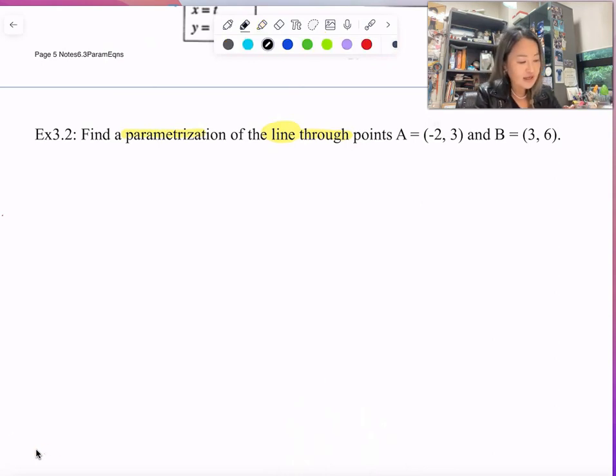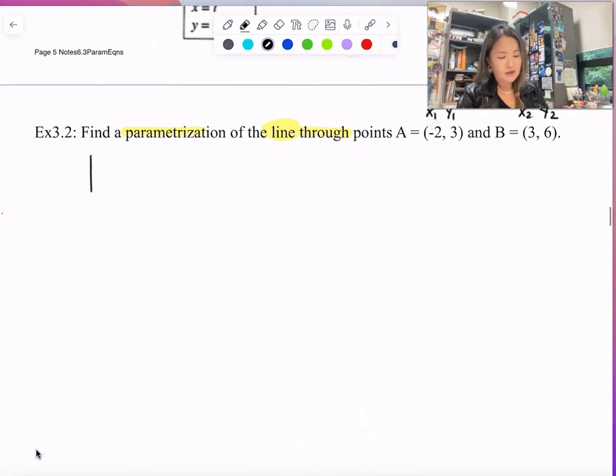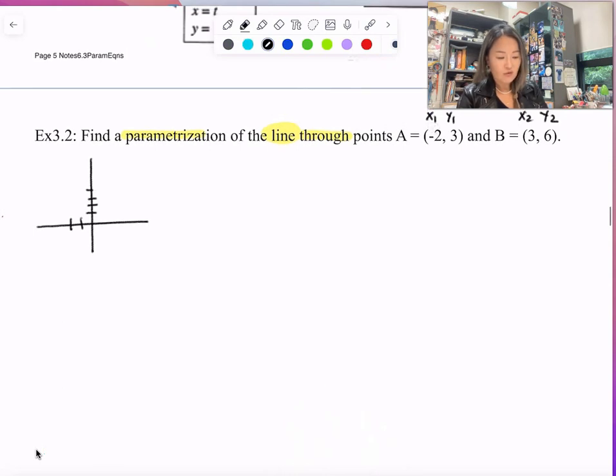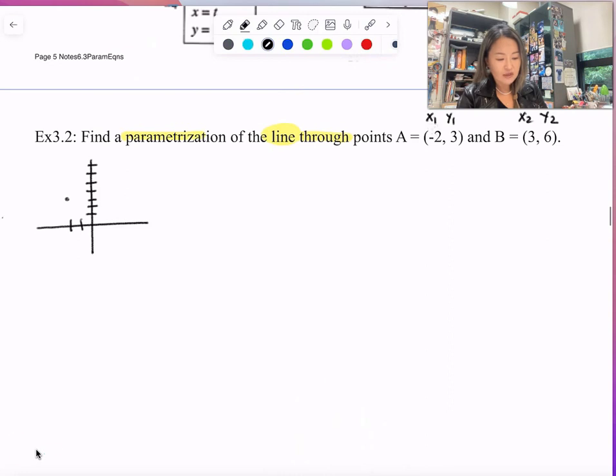Now, I want to put here x1, y1, x2, y2, just so we can organize our coordinates. Now, let's visualize this a little bit. I'm going to go -2, 1, 2, 3, 4, 5, 6, 7. Okay, -2, 3. That's my A, okay? And that's the direction of this vector here. Where's B? B is at 3, 6, right here. That's my B. So from A to B, I have that vector there, okay?